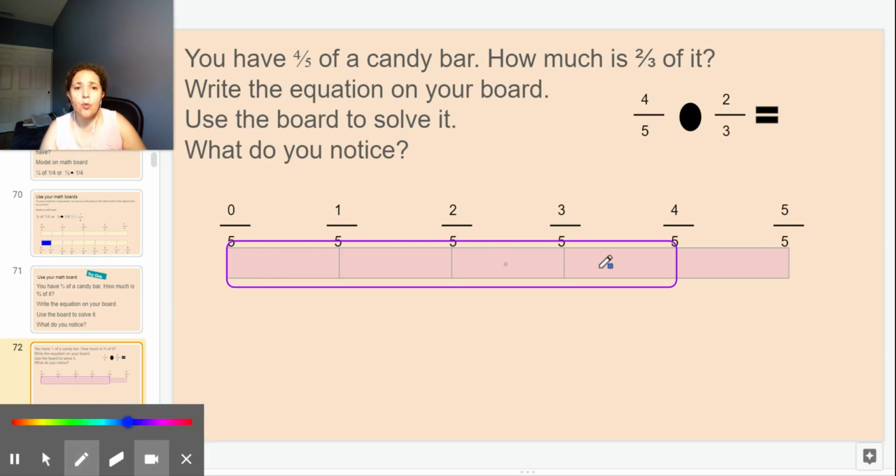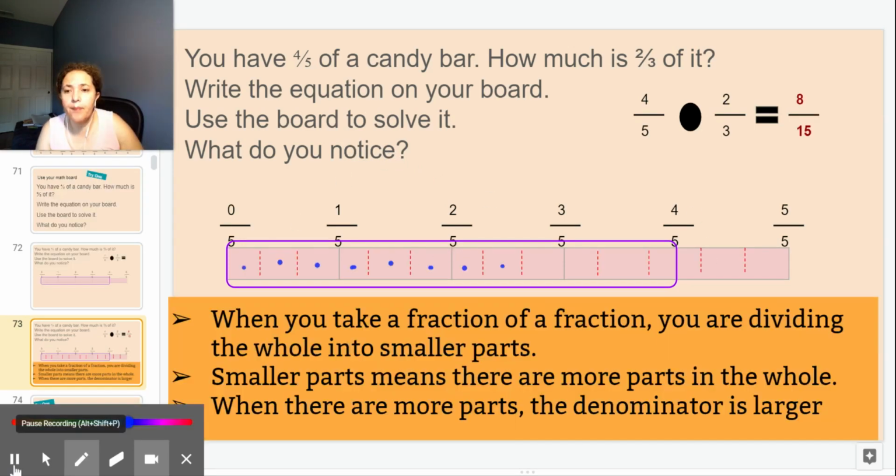Okay, so I went into the fifths, right? Because you have 4/5. So that's what I have. 1, 2, 3, 4, 4/5. So here's divided up into 5. And this is the only part that I have in my candy bar. I don't have a whole. So that's 4/5. How much is 2/3 of it? 2/3 of something tells me to multiply. So 4/5 times 2/3, right? So that's my multiplication equation that I have. So, and this is what it looks like.